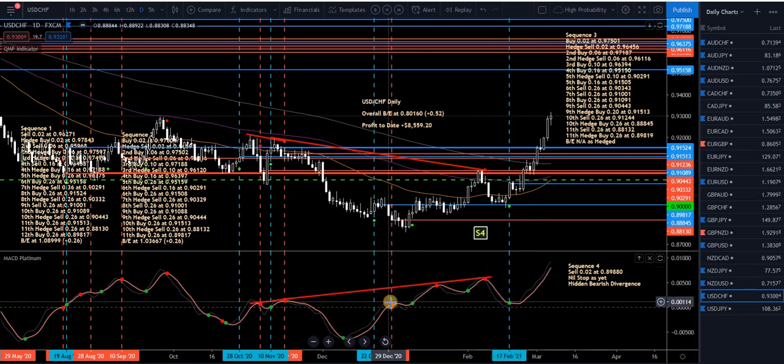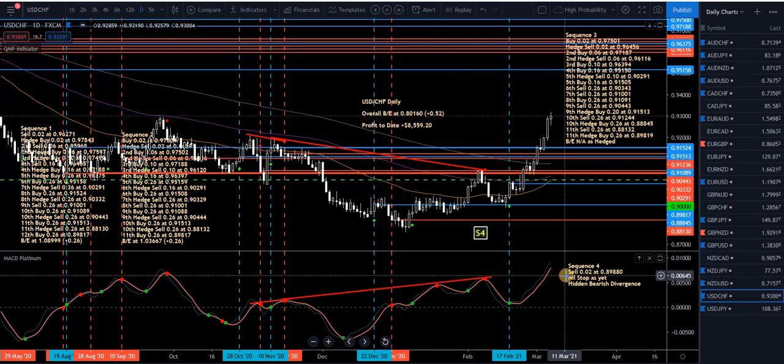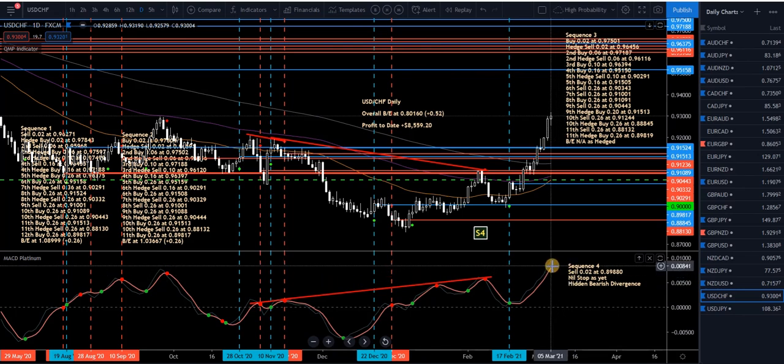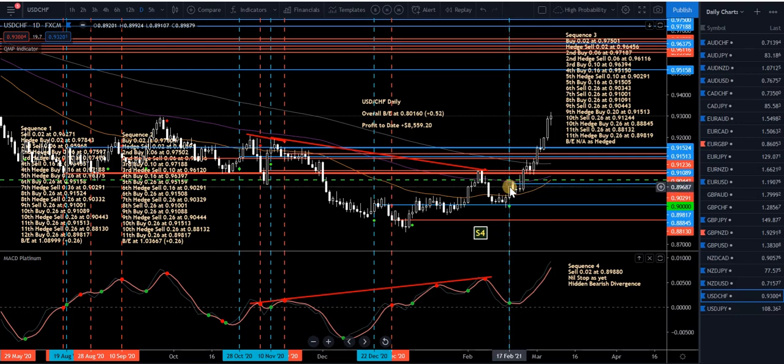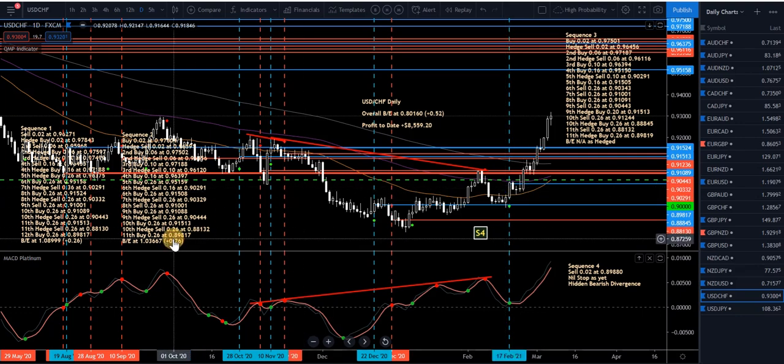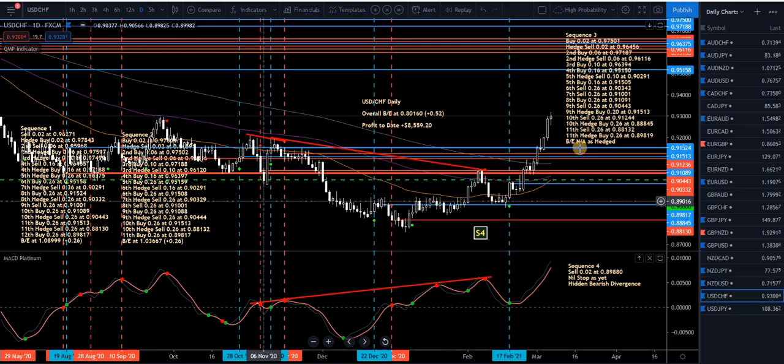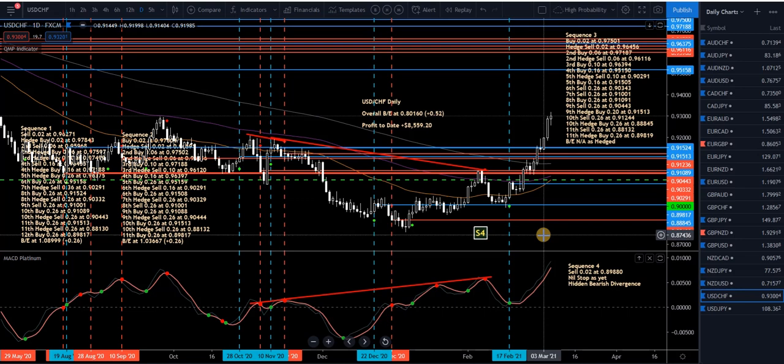The MACD Platinum's been above the zero level for a long time. I'll look to take another sell, and I'll possibly close out this. My last trade was this buy in here. So the 11th buy there, and the 12th buy there, and the 11th hedge buy there. So this one I'll probably just take another sell on sequence 3, sequence 2 and 1. I may look at just closing the buys out, adding to my profit, and bringing it back down this way. But we'll wait and see.